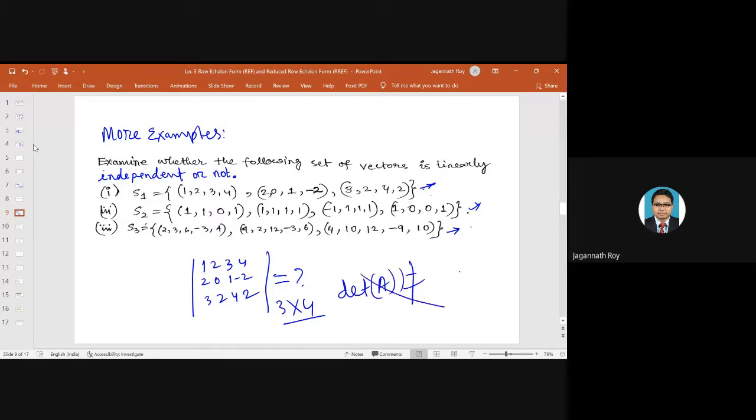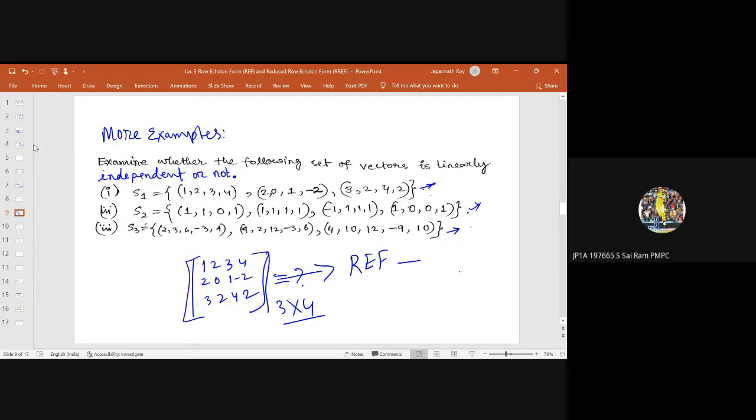Determinant is not possible. So if you want to verify whether these vectors are linearly independent or not, for that you have to take the matrix, find the row echelon form, and then check how many non-zero rows.